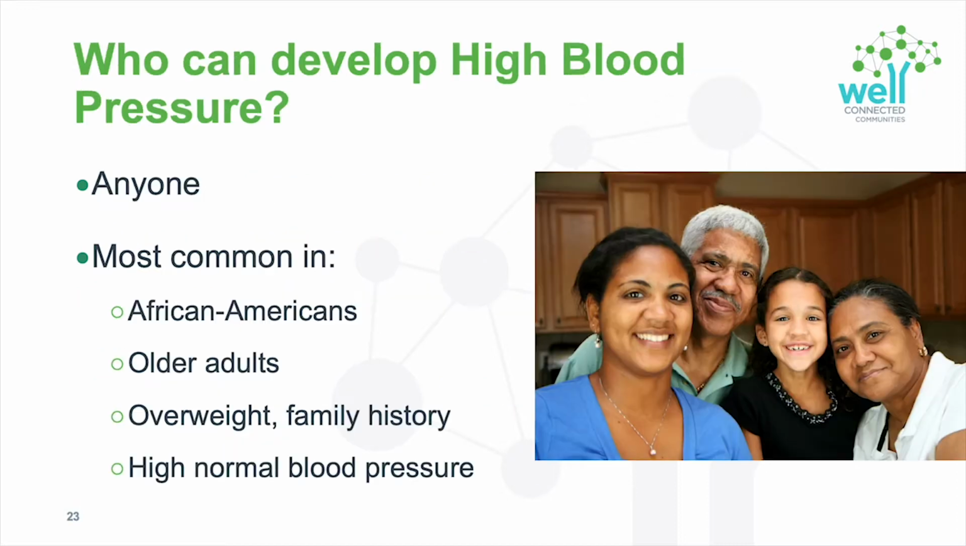Anyone can develop high blood pressure. You might recall from a previous slide that age is a risk factor. African Americans are at high risk for high blood pressure. They get it at younger ages and more often than their white counterparts. Older adults are more likely to have hypertension. 60% of Americans over age 60 have it. Being overweight and having a family history of high blood pressure puts you at increased risk. And having blood pressure above the recommended range at the pre-hypertension level puts you at increased risk.